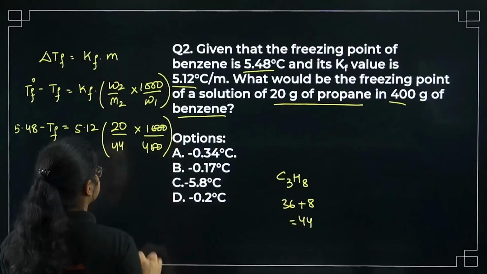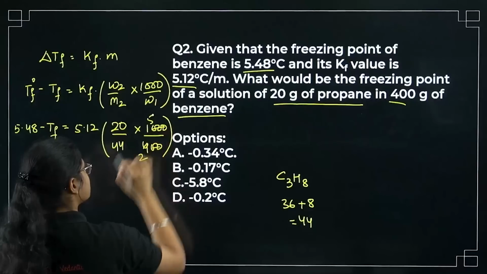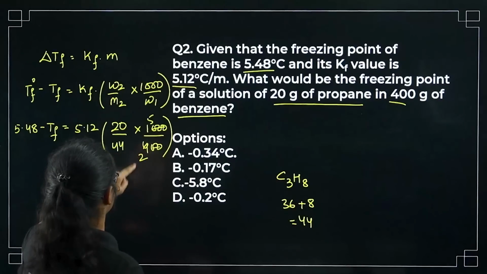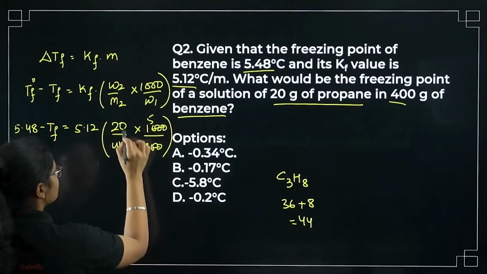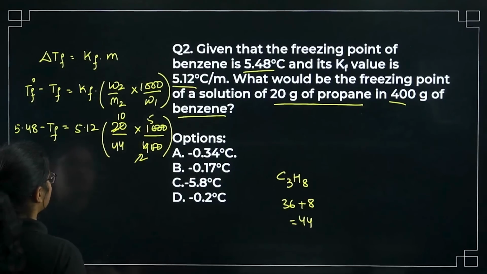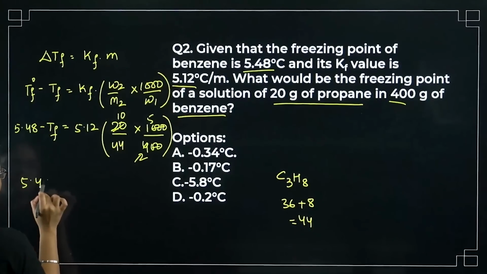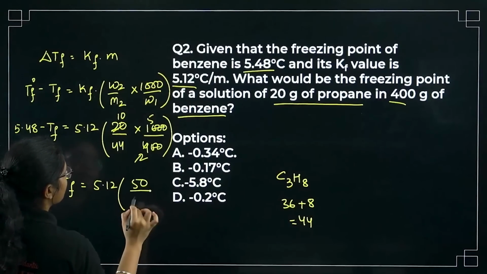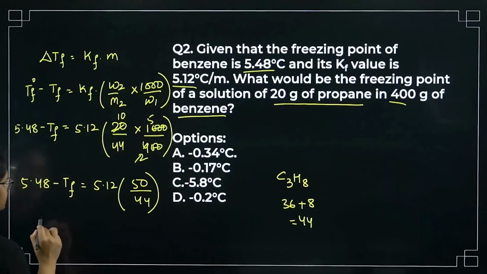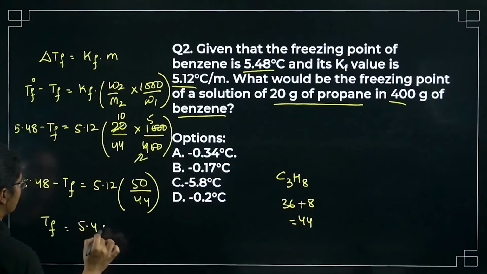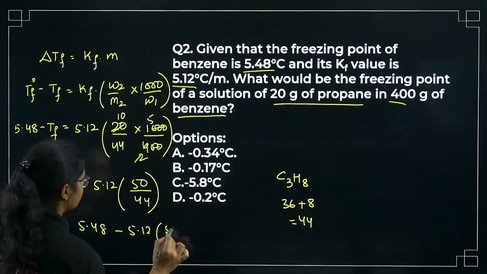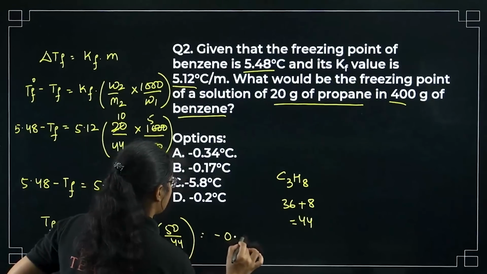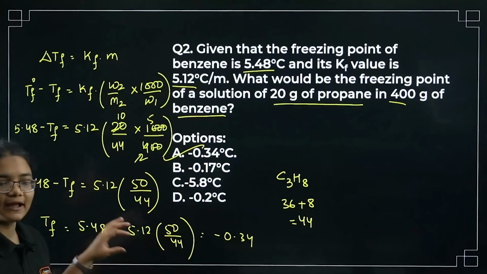Now we can solve this. 2 2s are 4, 2 5s are 10, right? I can see that the zeros cancel. Then I get 50 by 44. So I have 5.48 minus Tf is equal to 5.12 into 50 by 44. So I can just take Tf here and I'll get 5.48 minus 5.12 into 50 by 44. Now if I solve this equation, you will get around minus 0.34. So option A is the correct answer here.